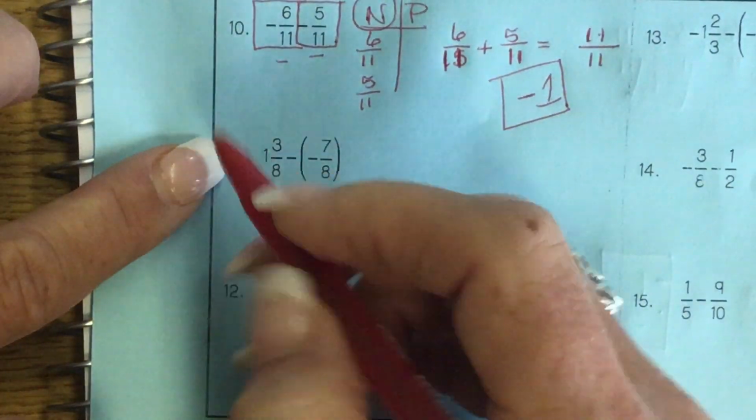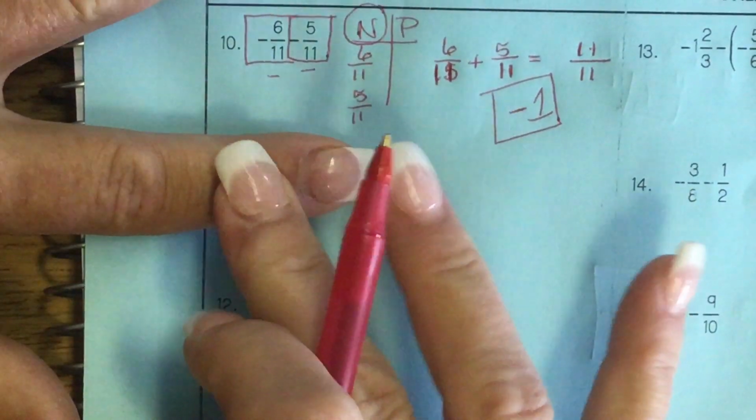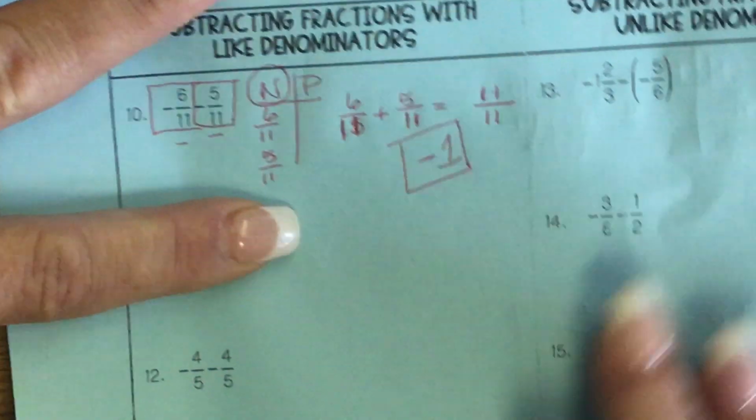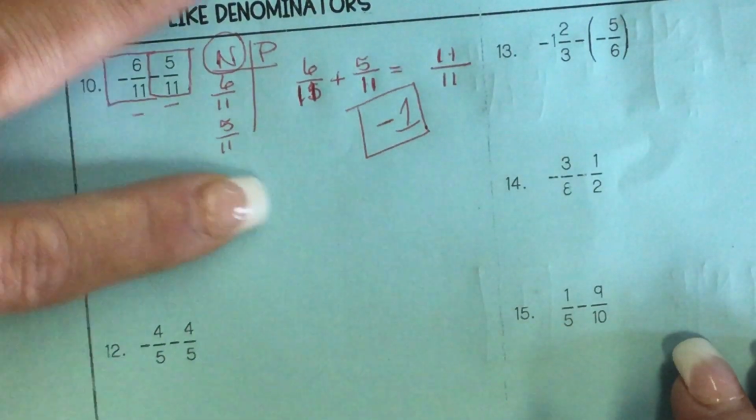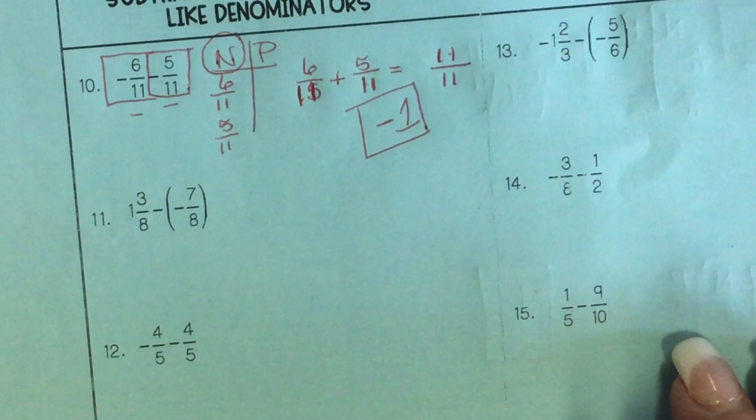All right, so I want you to skip this one. Don't cross it out, because we will go back to that, okay? Tomorrow when you come, we're going to work with unlike denominators as a review, as well as mixed numbers, okay?